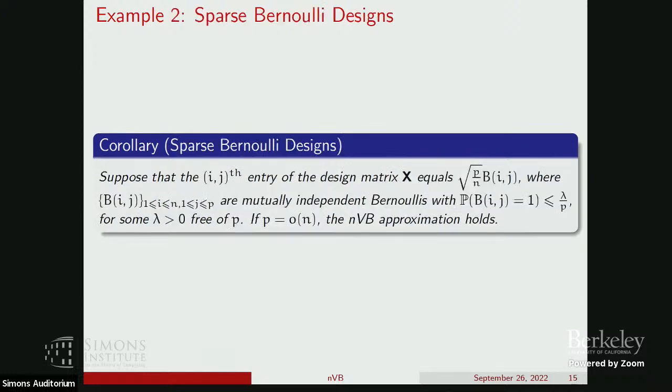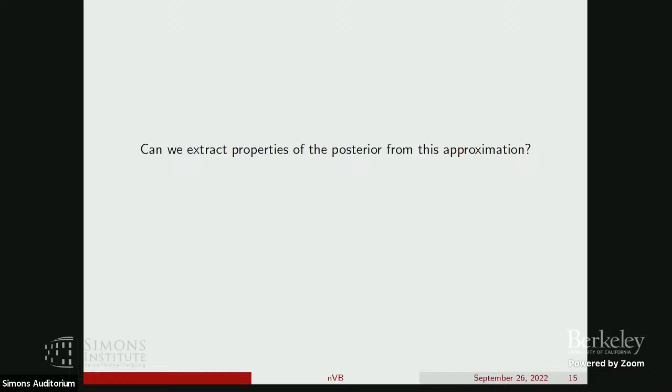Okay, so let me skip over this example. There is another example we had of an IID Bernoulli design, and we can identify some set of parameter regimes where this is correct, but this is similar. So let me skip this.